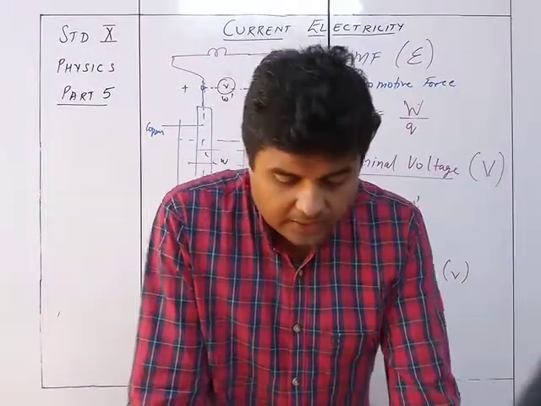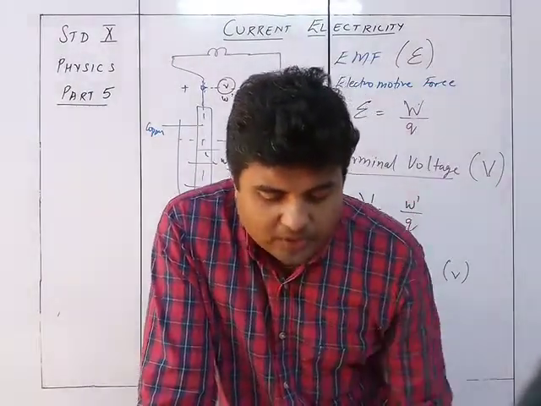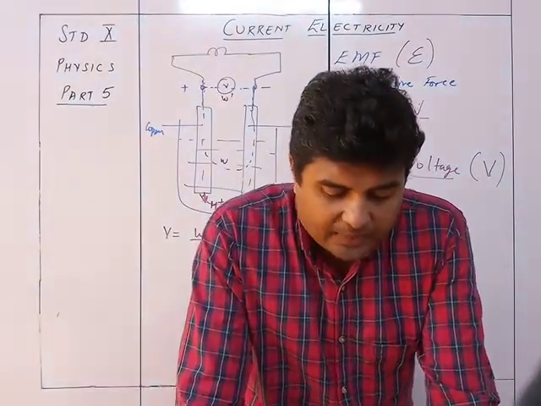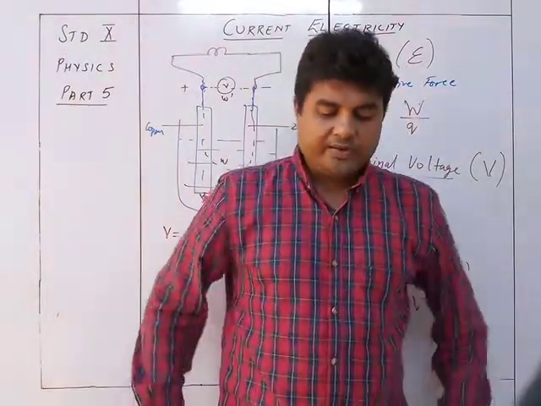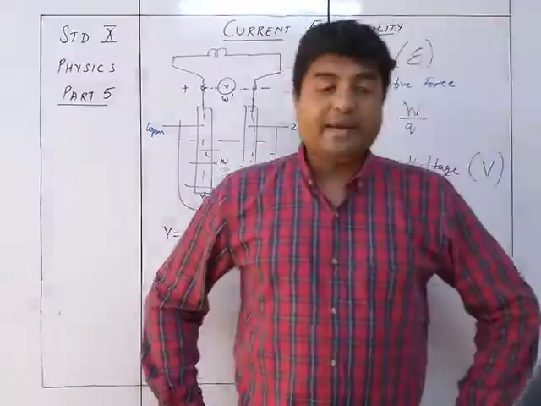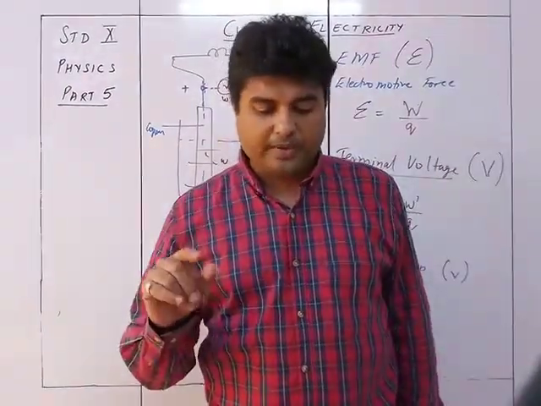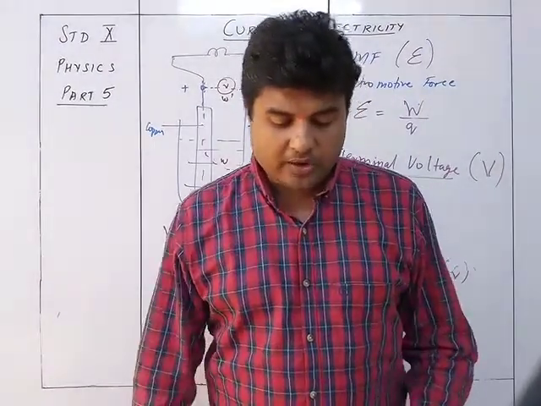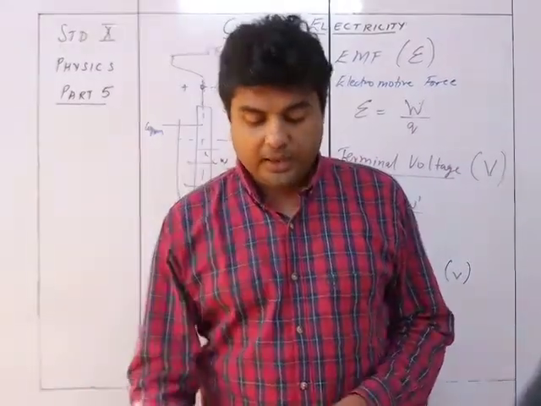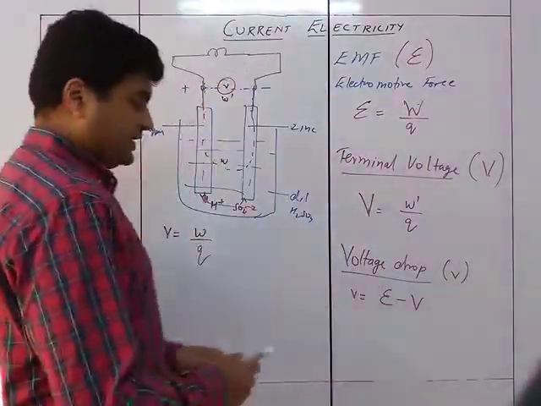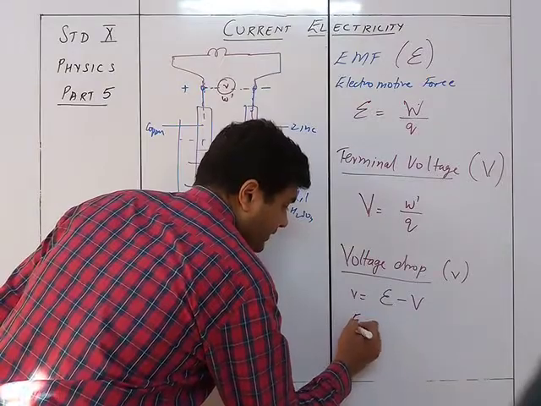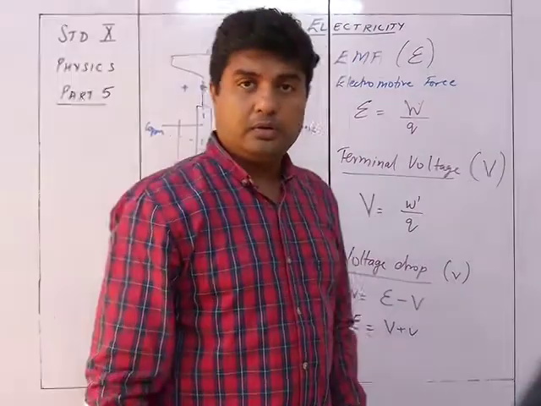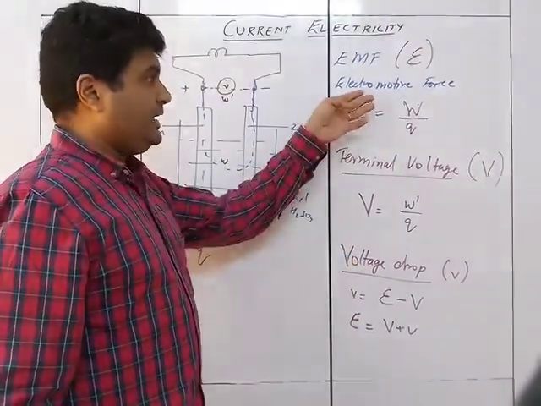That is nothing but the voltage drop of the cell. Relationship between EMF and terminal voltage: if W is the work done in moving a test charge Q outside as well as inside, W dash is the work done in moving the test charge outside the cell, and small w is the work done in moving the charge inside the electrolyte, then W equals W dash plus w. Accordingly, W upon Q equals W dash upon Q plus w upon Q. Accordingly, we have E equals V plus v, that is epsilon equals big V plus small v. So these are the different relationships between the voltage drop, EMF, and the terminal voltage.